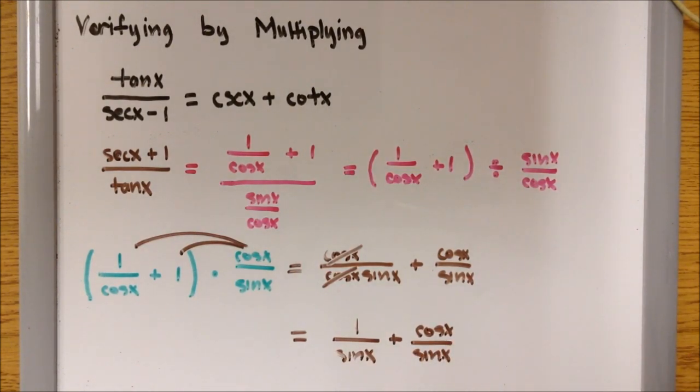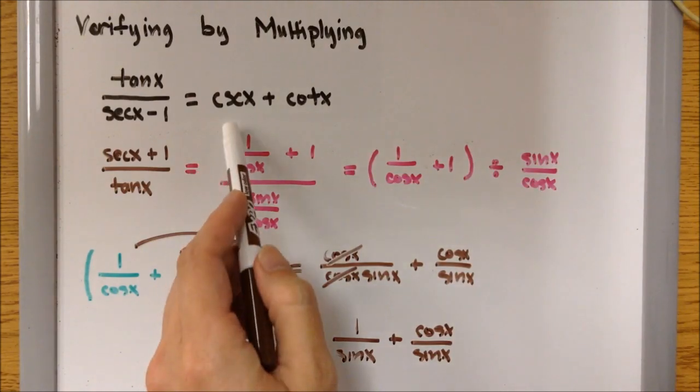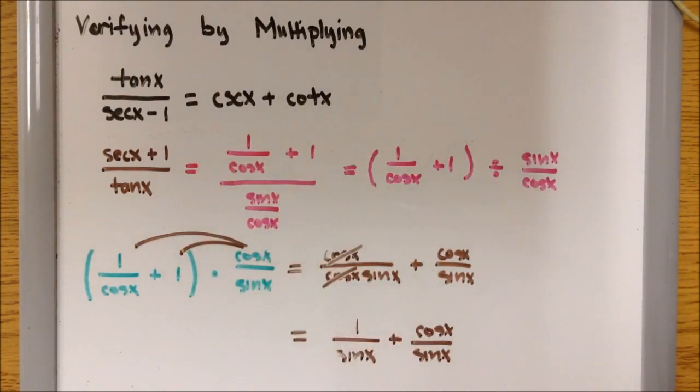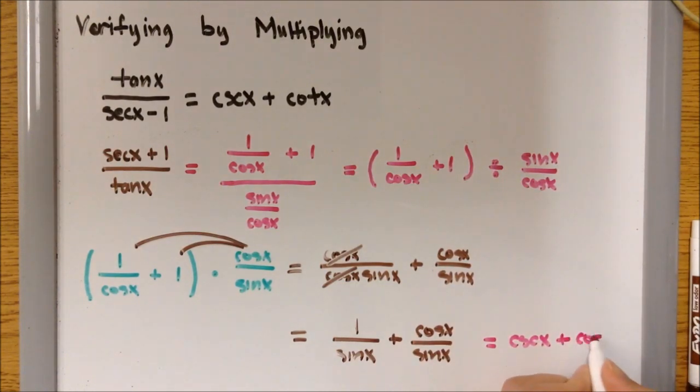Now, even though they have the same denominator, I'm not going to combine it as one fraction. Again, the goal is trying to get it equal to cosecant of x plus cotangent of x. So, if I take a closer look, we can do that. Here, 1 over sine of x, I can apply the reciprocal identity and then rewrite it as cosecant of x. Here, cosine of x over sine of x, I can apply the quotient identity, and that will become cotangent of x.